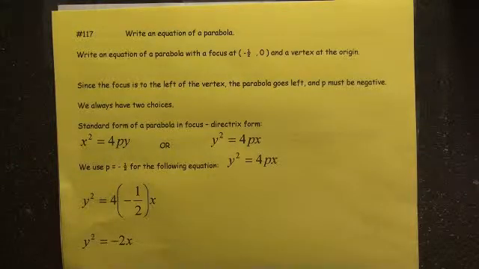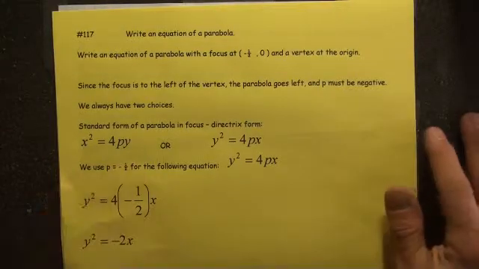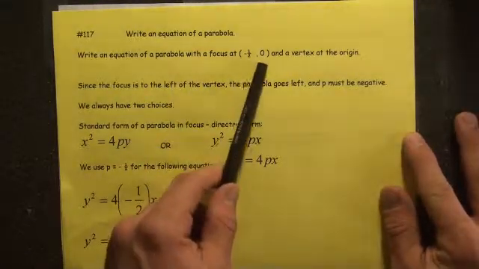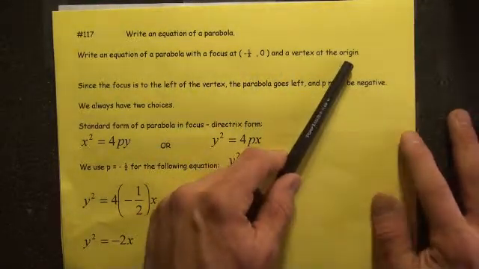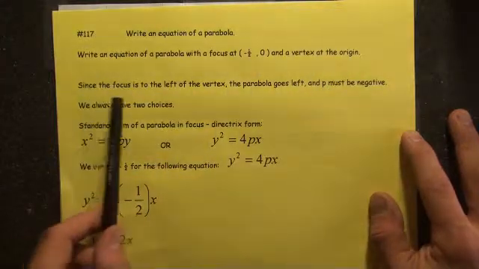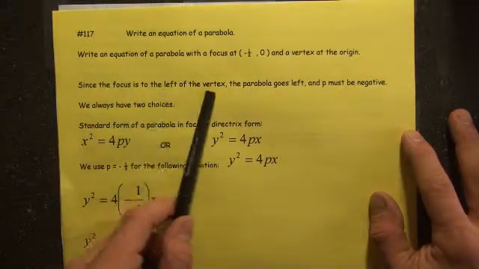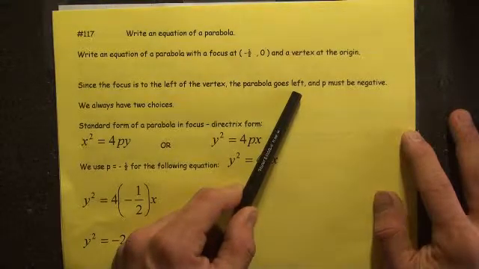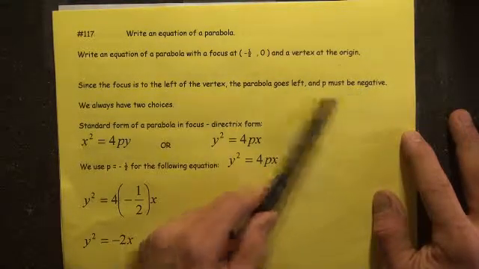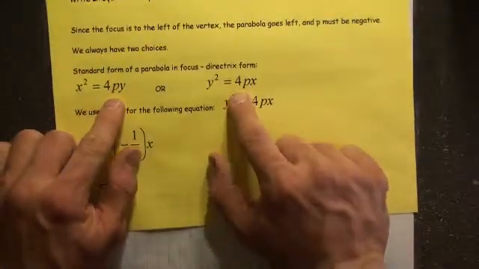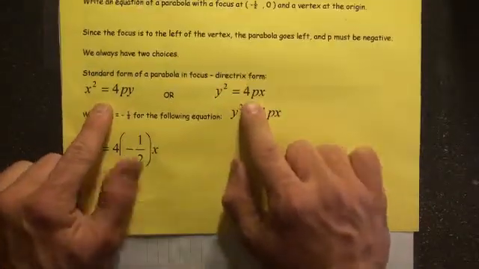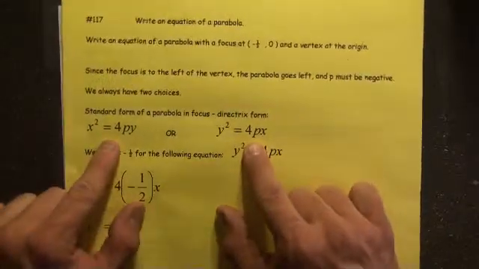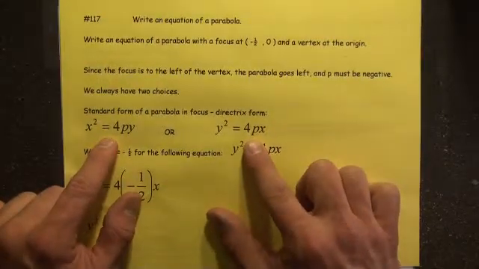Video number 117. Write an equation of a parabola with a focus at -1/2, 0 and a vertex at the origin. Well, ladies and gentlemen, since the focus is to the left of the vertex, the parabola goes left, right? And therefore P must be negative. Now, here are the two focus-directrix standard forms. If you take a look at video number 116, you'll see those there as well.